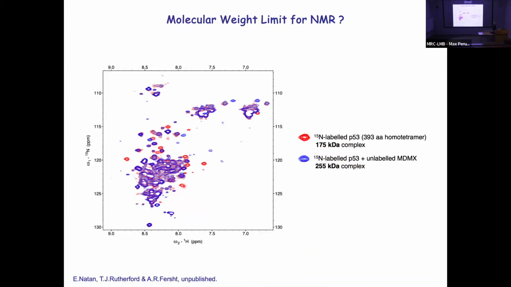What is the molecular weight limit for NMR? Well, there's no hard and fast rule on it. It depends what information you want. Even for large complexes, we can still get information as to where we're perturbing on the surface. We wouldn't get a high resolution structure for something of this quality, but we can still extract information going up to even quite large complexes.